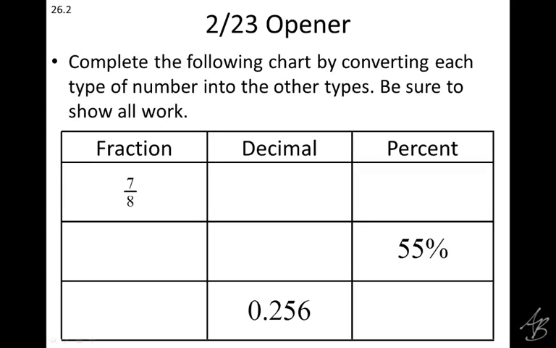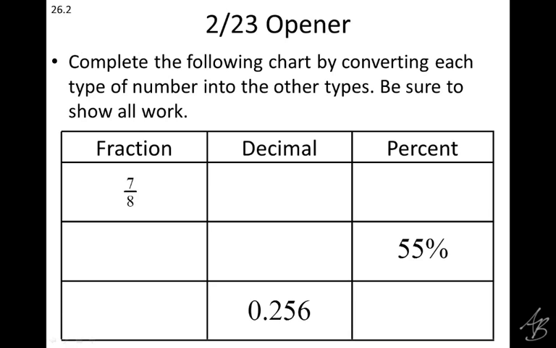So this chart looks a little different than what we've been doing, but it's the same thing, just in a different format. We're just converting each fraction, decimal, or percent to the other ones. So starting with this fraction right here, 7/8. How do I change the 7/8 to a decimal?